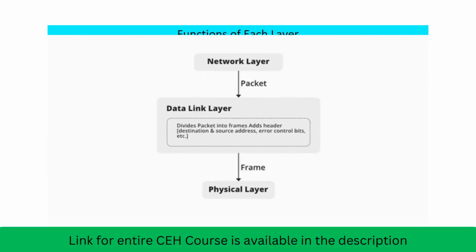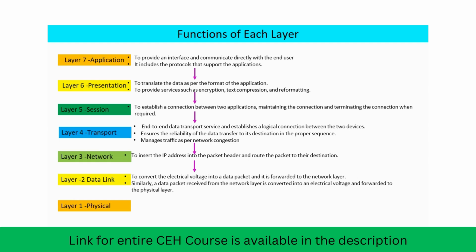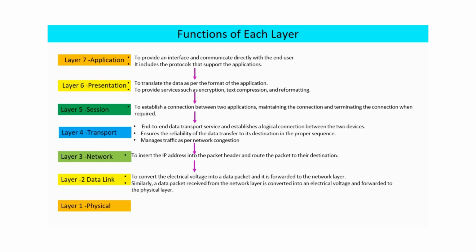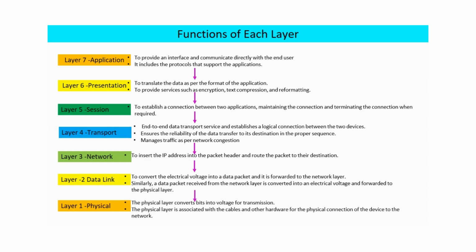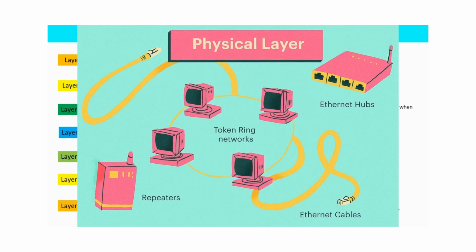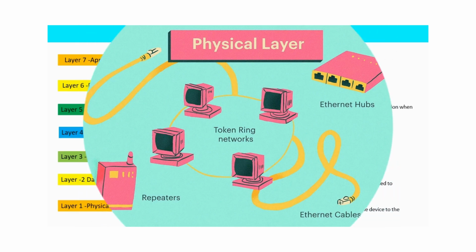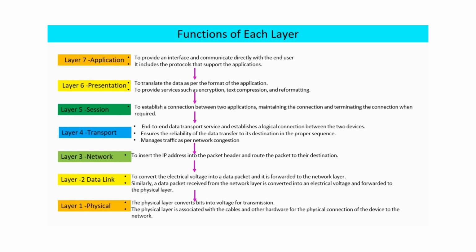Data link layer, to convert the electrical voltage into a data packet and to forward the same to the network layer. Similarly, a data packet received from the network layer is converted into electrical voltage and forwarded one layer down, that is the physical layer. Now, physical layer. The physical layer converts bits into voltage for transmission. The physical layer is associated with the cables and other hardware for physical connection of the device to the network. So, we need to understand these are the basic functions of each layer.